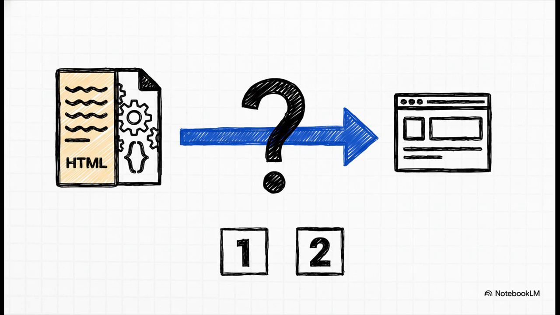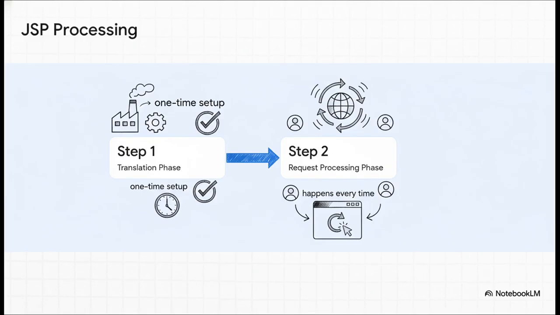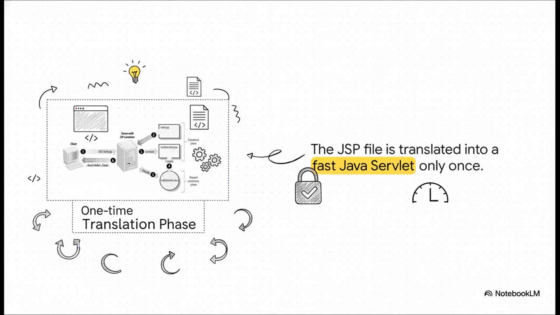Okay, so you might be wondering, how does the web server actually understand this mix of HTML and Java and turn it into a web page? Well, it uses a surprisingly efficient two-step process. And these are the two phases we need to know, the translation phase and the request processing phase. The first one is basically a one-time setup job, and the second one happens every single time a user visits the page. This diagram really lays it all out for us.